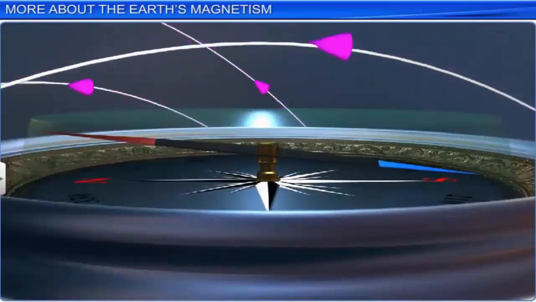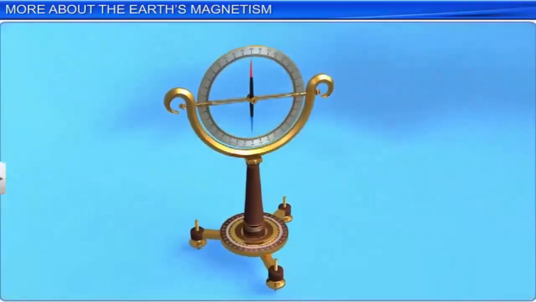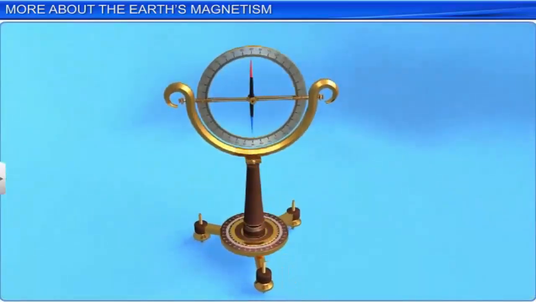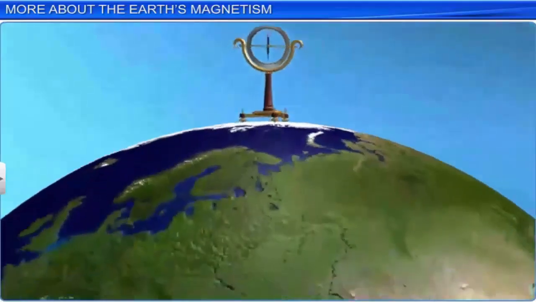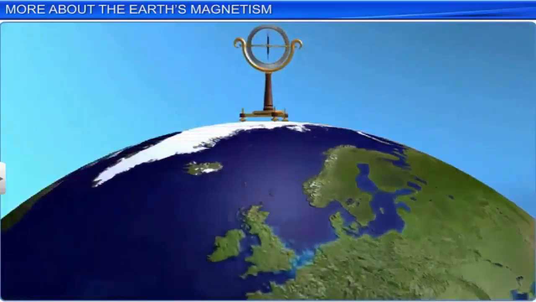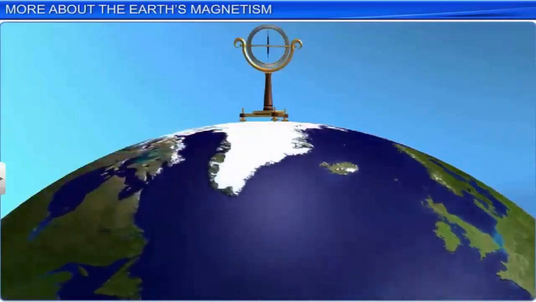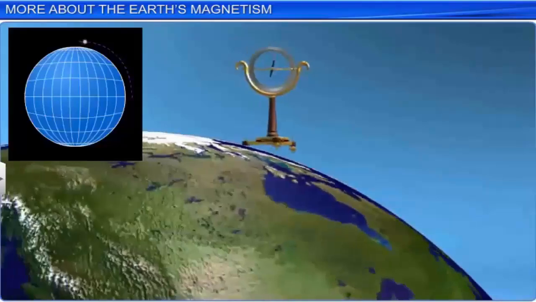In such cases, a dip circle is useful. Dip circle is basically a magnetic needle pivoted in such a manner that it is free to move in a vertical plane. We can thus measure the angle made by the magnetic field with the horizontal plane. In the case of poles, this needle points downward, and as it approaches the equator, the needle aligns in the horizontal direction. Let us now discuss about the Earth's magnetic field.